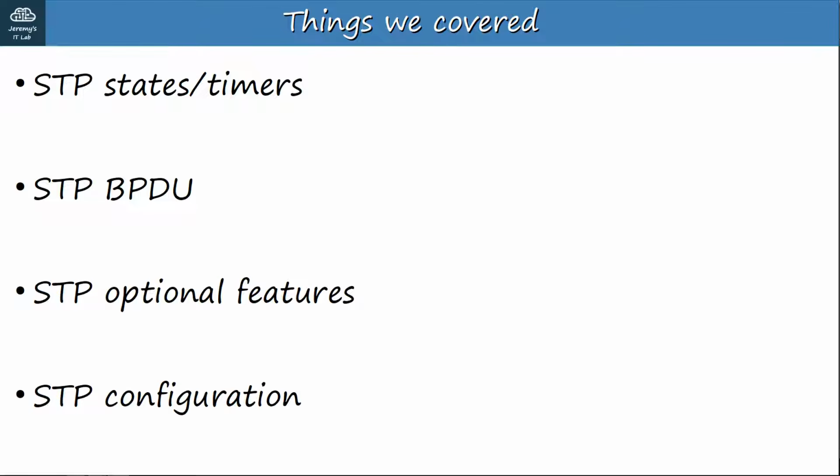So, what did we cover? We covered the different spanning tree states and timers used. We took a brief look at the structure of a spanning tree BPDU. We looked at a few of the spanning tree optional features, focusing on Portfast and BPDU guard. Finally, we did some basic spanning tree configurations, including configuring the root bridge, using different root bridges in different VLANs to achieve load balancing across different interfaces, and then some basic spanning tree interface settings.